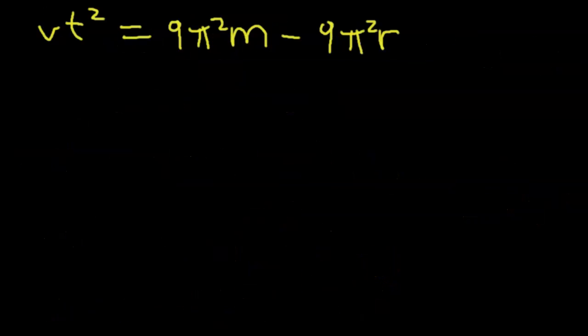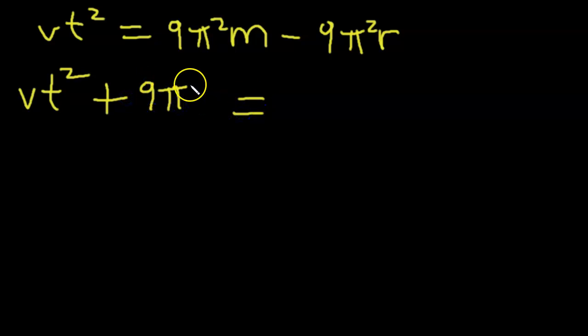Let's just move to a different page since I'm out of space. So now we need to group. Remember, we're transposing for m. So group, so we can vt squared. So we can group this with a negative 9 pi squared r. It's now positive 9 pi squared r. And then we still have 9 pi squared m here.